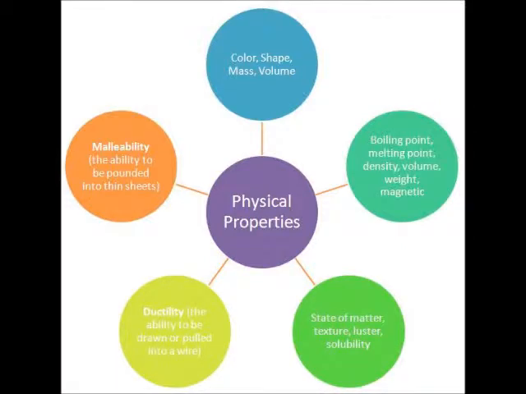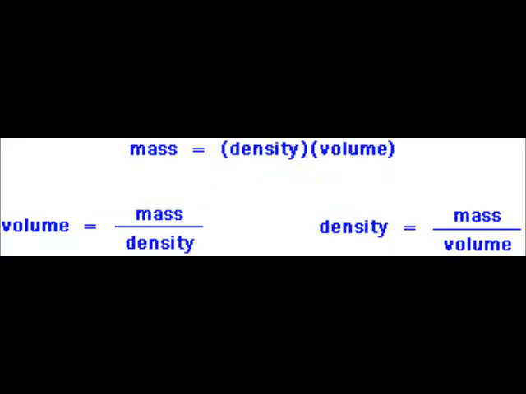Elements and compounds are identified by characteristics like melting point, boiling point, solubility, and density. This experiment focuses on density, which is the mass of a substance per unit of volume, d equals m divided by v. If two of the three terms in the equation are known, the third can be found.